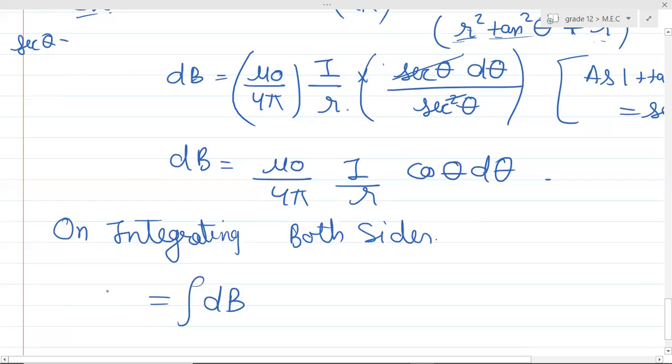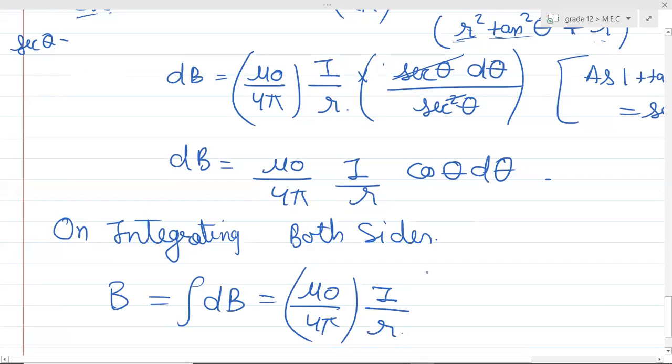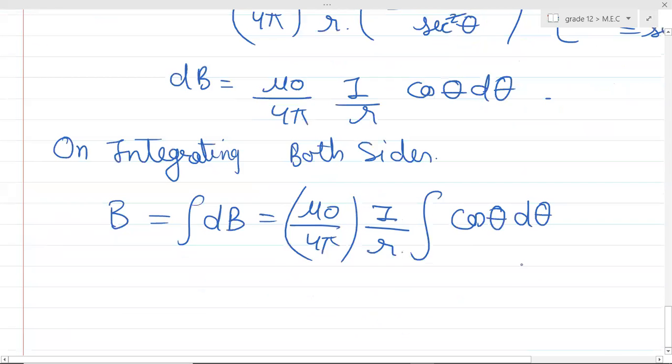what is the integration of dB? B, and this will be mu naught by 4 pi constant. Current was constant, the perpendicular distance was constant. What will be the only thing which will remain on the right hand side under the integration? Only this. After this, sir, what will we do? After this, what will we do?